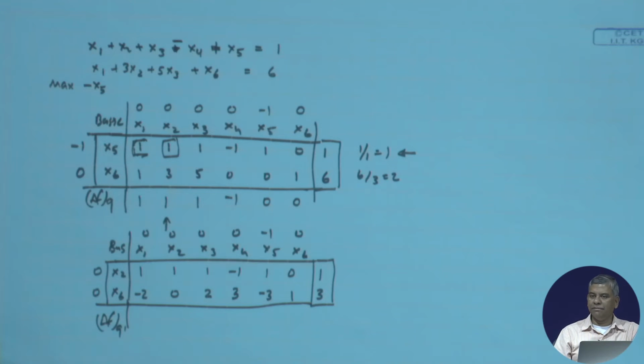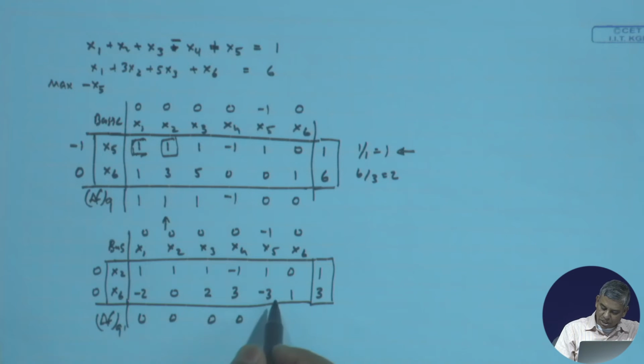Now let's compute del fq. 0 here, 0 here, 0 here, 0 here. Minus 1, 0, 0 here. Sorry, minus 1 and 0 here. Okay.